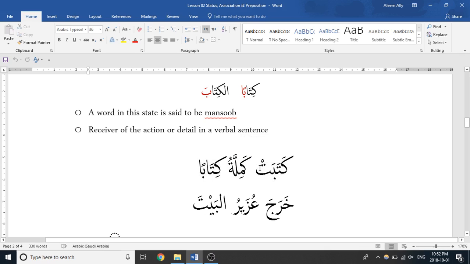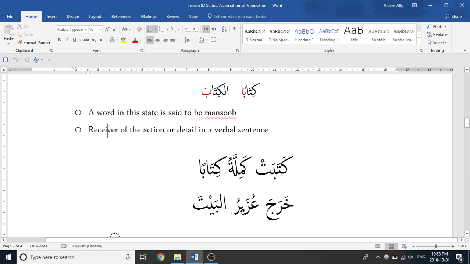So in Arabic, the verbs usually come first, and then after you'll find the doer. It's a little bit opposite than English, but we'll get into this further when we study verbal sentences. But what you just need to remember is this point here, right? And one more example. خرج عزير البيت, right?